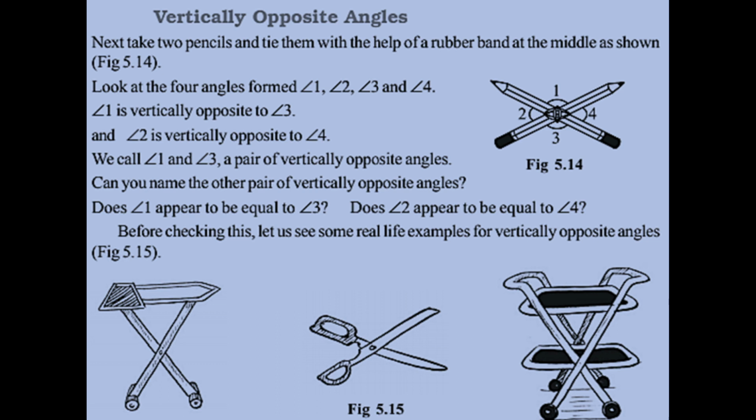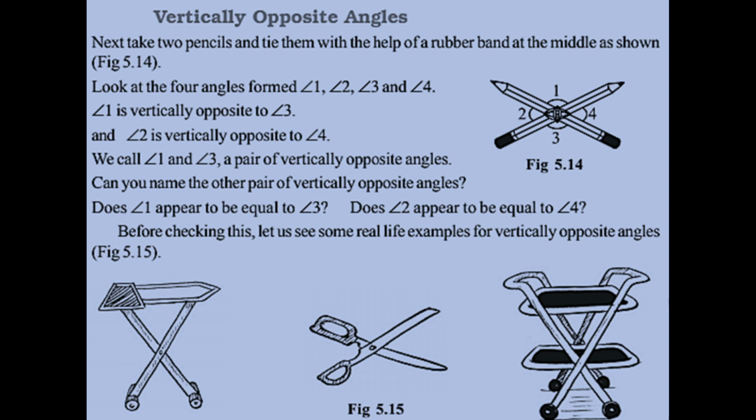Next, take two pencils and tie them with the help of a rubber band at the middle as shown in the figure. Look at the four angles formed: angle 1, angle 2, angle 3, angle 4. Here, angle 1 is vertically opposite to angle 3. Are you getting it? In the same way, angle 2 is vertically opposite to angle 4. So we call angle 1 and angle 3 a pair of vertically opposite angles. That's why they are called vertically opposite angles. Can you name the other pair of vertically opposite angles? Yes, angles 2 and 4.